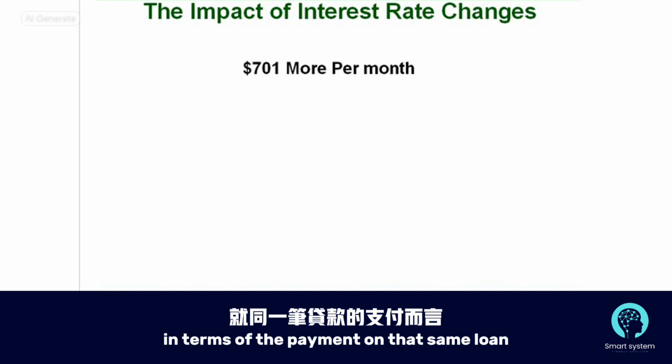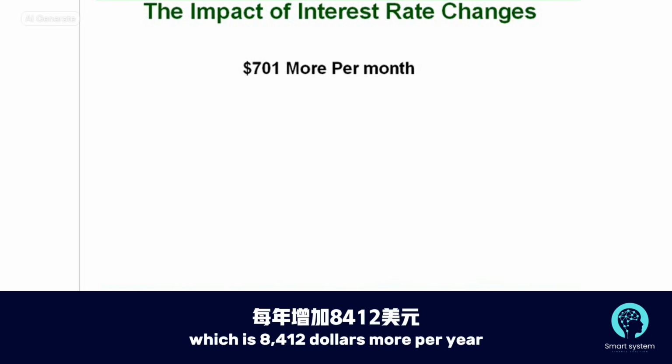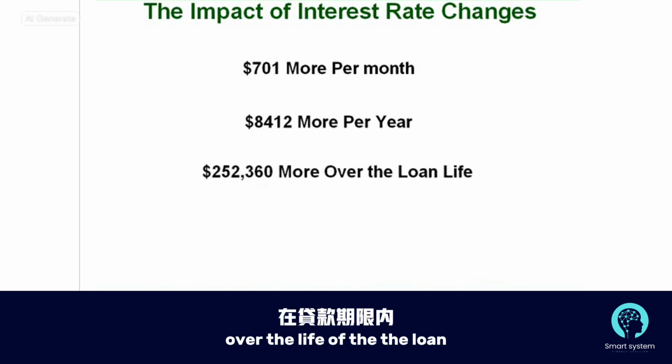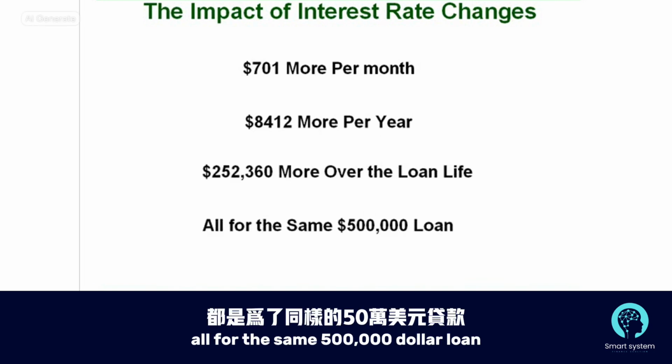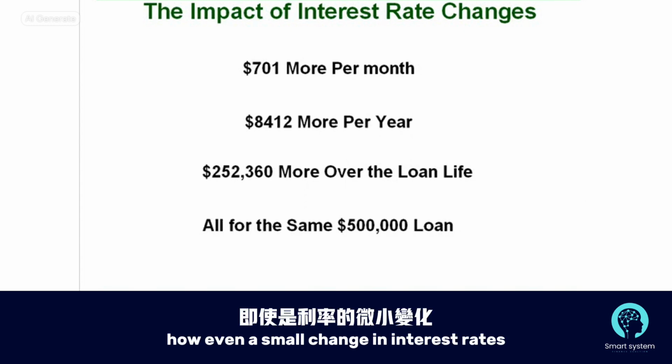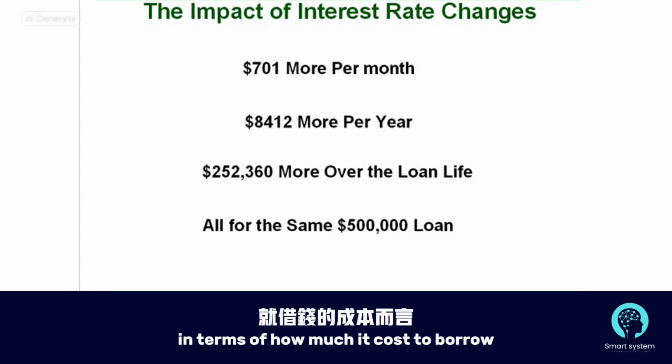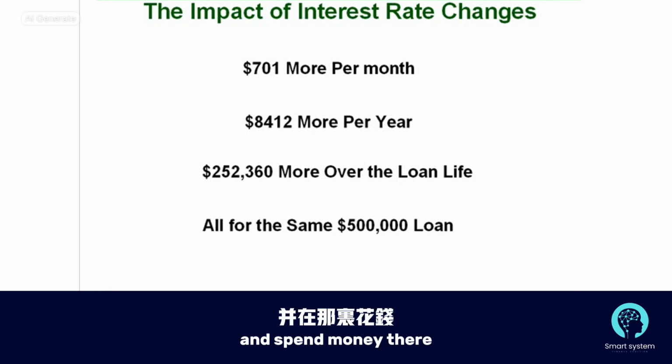In terms of the payment on that same loan, that is $8,412 more per year, which is over $250,000 over the life of the loan, all for the same $500,000 loan. So you can see here how even a small change in interest rates can affect things very dramatically in terms of how much it costs to borrow and spend money.